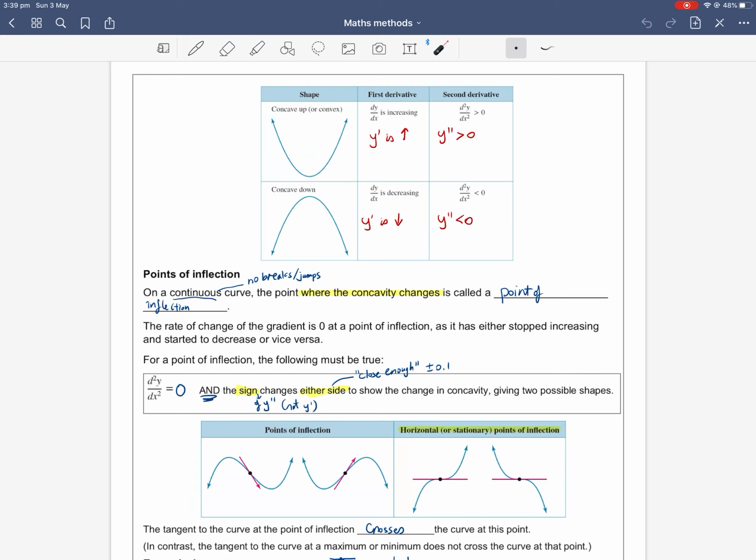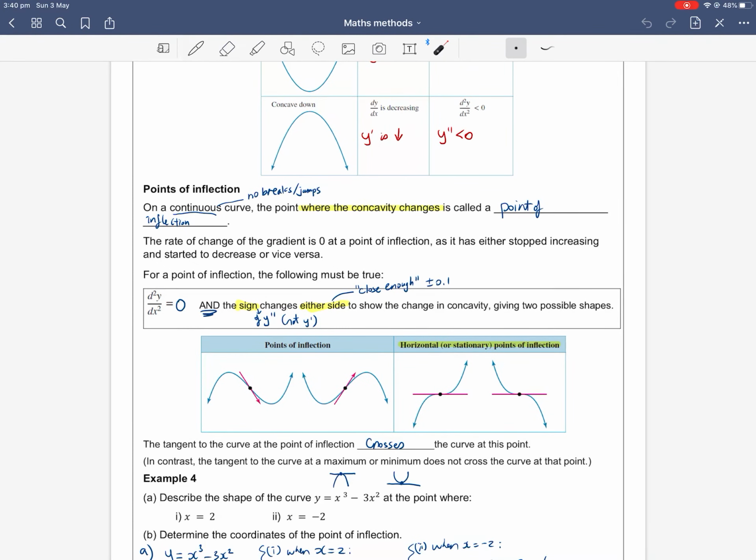Essentially it was summarized in these two tables here, where we could have a concave up function where your first derivatives, your gradients, are increasing, and so your second derivatives are positive, because that's the rate of change of your gradients. Or you could have a concave down shape, which is like a sad face, where your first derivatives are decreasing, and hence your rate of change of your gradients, your double derivatives, is negative.